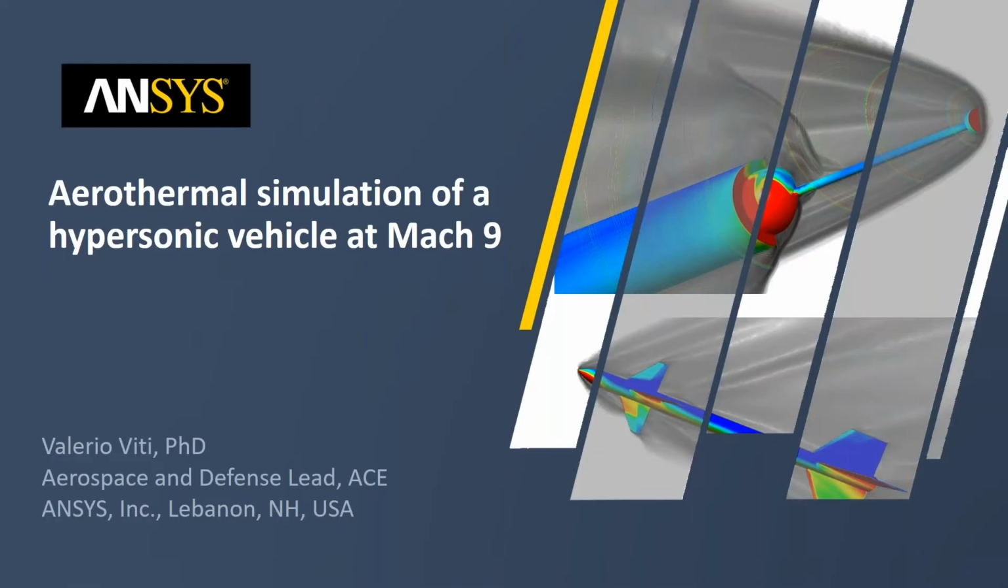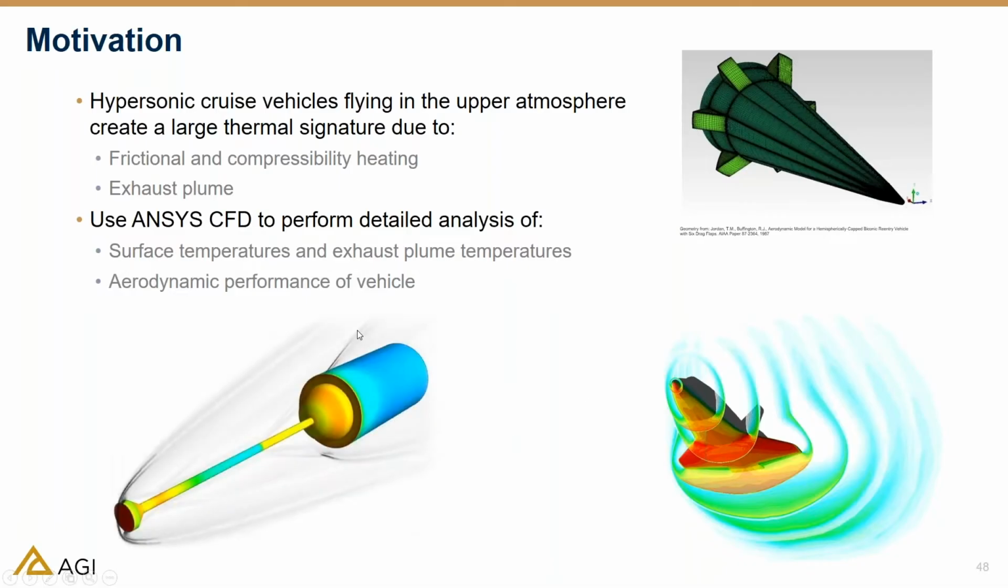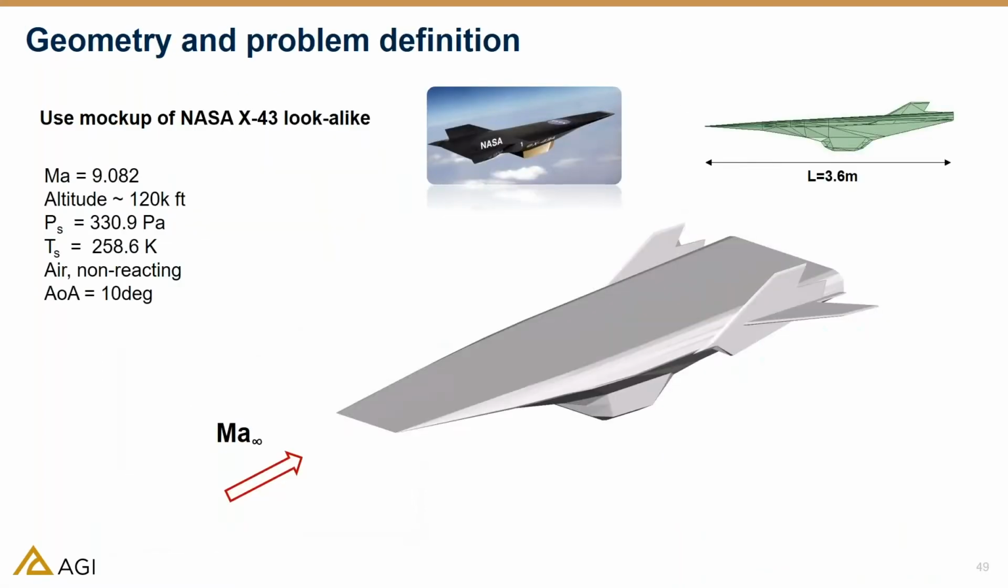Thanks so much, Jeff. And with that in mind, as a difference from what we just saw with the satellites, we're coming down into the atmosphere. And as Jeff has introduced, we are looking at an example of a mock-up geometry of a NASA X-43. What we are doing from the CFD analysis is a detailed analysis of the thermal signature that such a vehicle would generate when flying at Mach 9 at the specified altitude given by AGI.